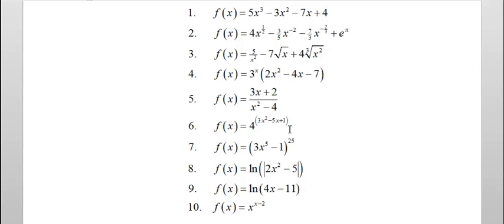So I'm going to let you work through these yourself, and then come back and we'll check these as this video goes on. Press pause, write these down. After you work them out, come back and pick up the video at that point. Press pause now.